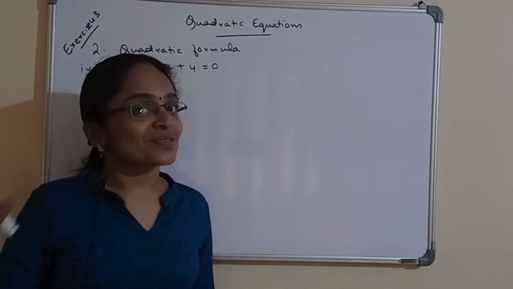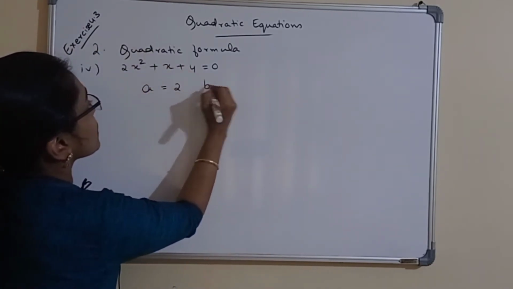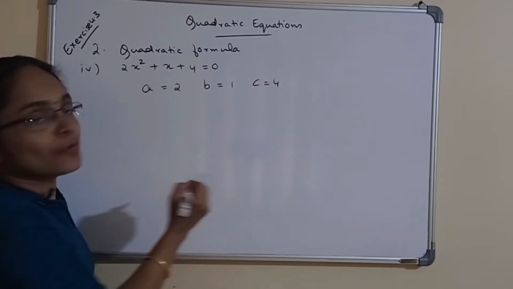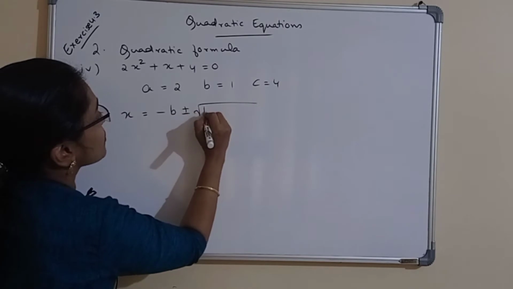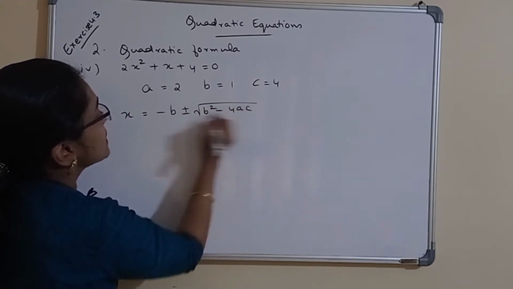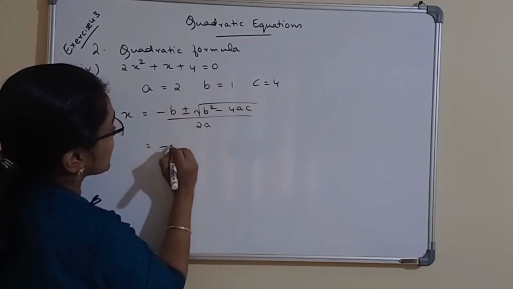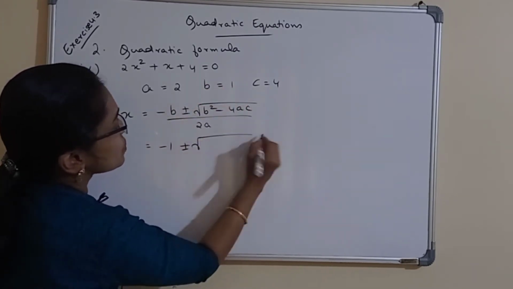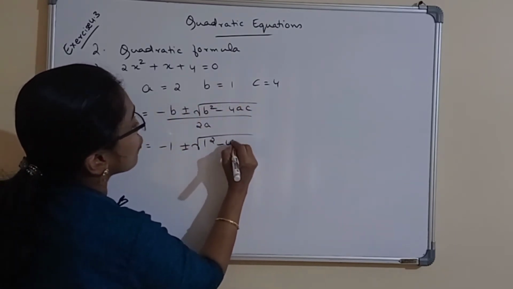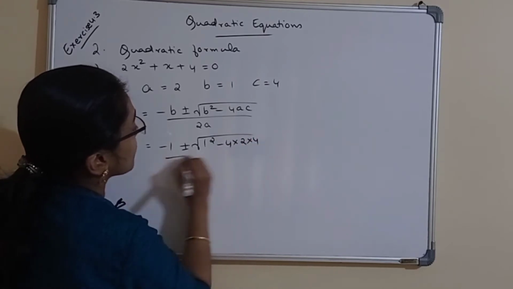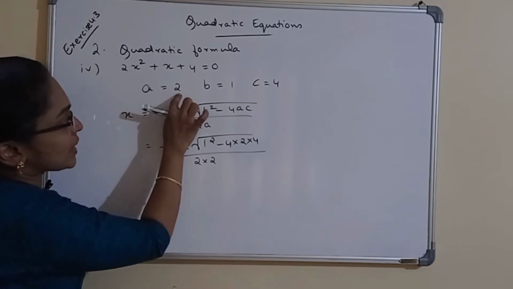Next one, 2x square plus x plus 4 equal to 0. So, a equal to 2, b equal to 1 and c is equal to 4. And x is equal to minus b plus or minus root of b square minus 4ac by 2a. And that is equal to minus b is minus 1 plus or minus root of b square is 1 square minus 4 into 2 into 4 by 2 into 2. 2a is 2 into a is 2.